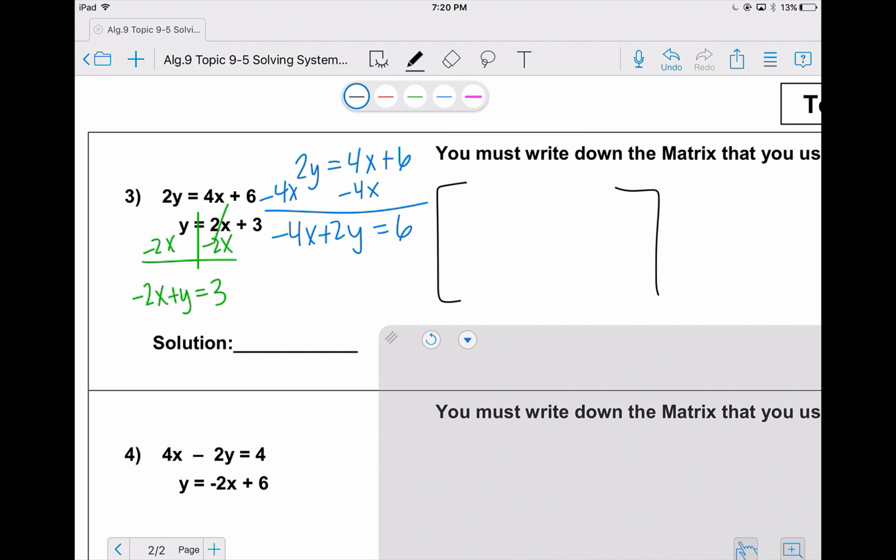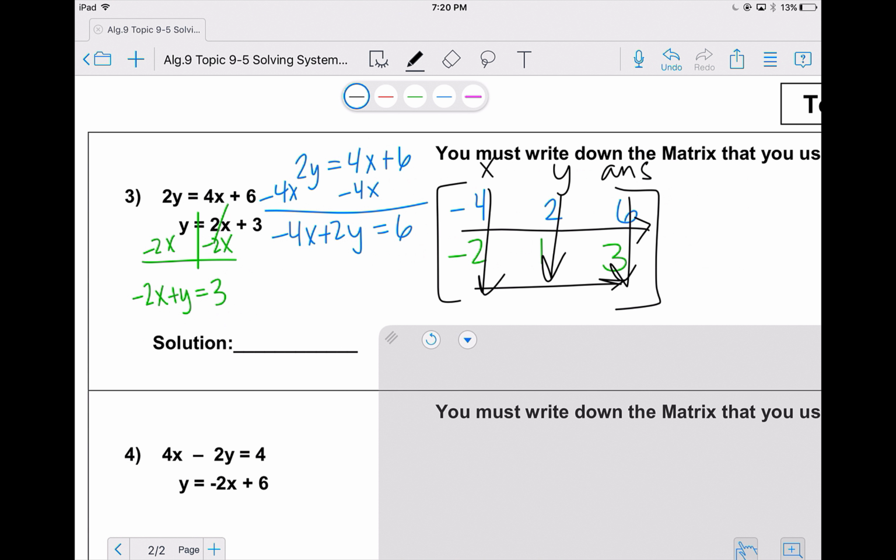Now that I have them in standard form, I can plug in my x's, my y's, and my answers. The blue equation, we have -4, 2, and 6. The green, we have -2, 1, and 3. The good thing about matrices is that you don't have to know which one is which, you don't have to have a y1 and a y2, but you do need to make sure that you keep everything lined up horizontally as well as vertically. Everything on the top needs to be all one equation. Everything in columns needs to align itself with x's and y's accordingly. So now that everything is lined up, I'm going to go ahead and put these in my calculator.